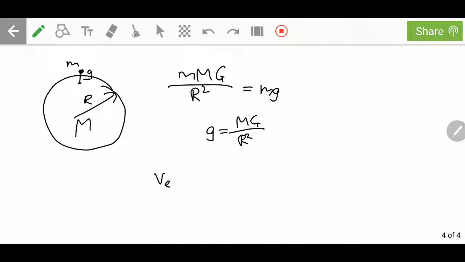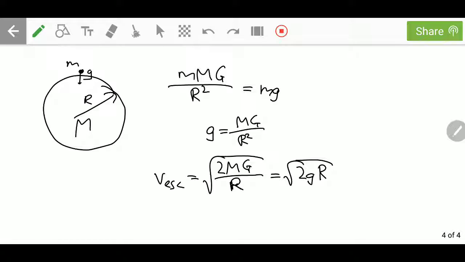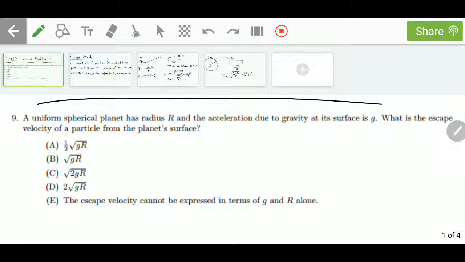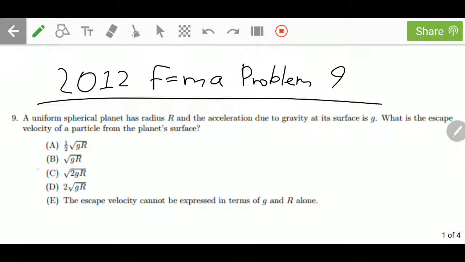And now we know that v escape is equal to the square root of 2 big M G over capital R. So we can figure out how to incorporate the expression for little g. That's just equal to 2 times little g times r, since g is equal to big M times G over r squared, we just need an extra factor of r for it to work out. And so we go back, and we indeed see that the answer is right here, the square root of 2gr. And we're done. All right, I hope that was helpful, and thank you for watching.